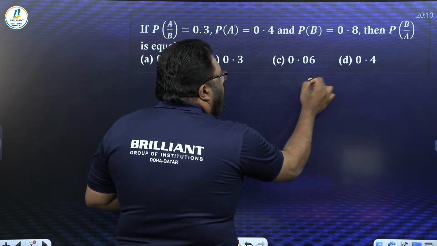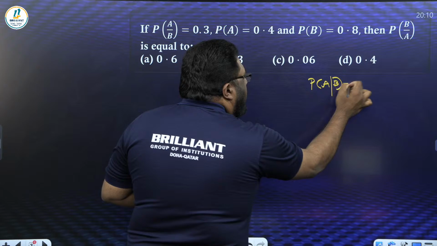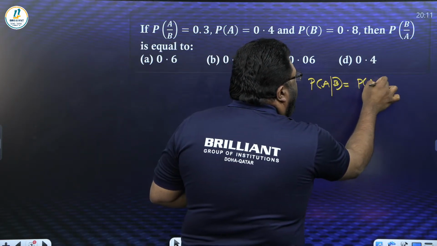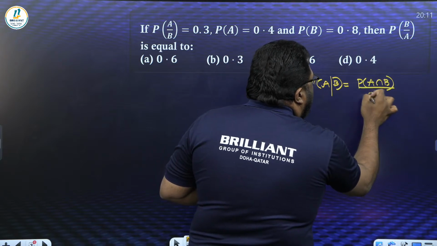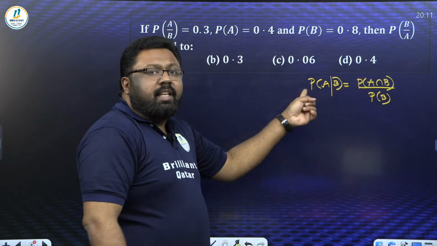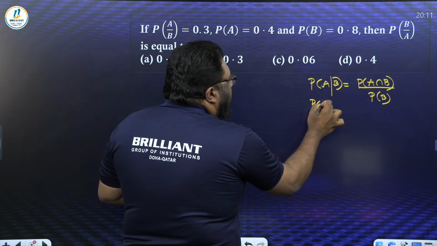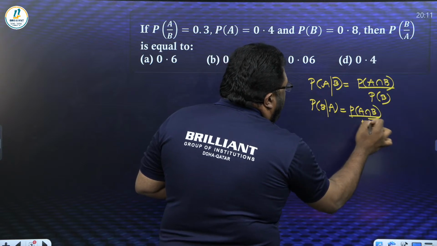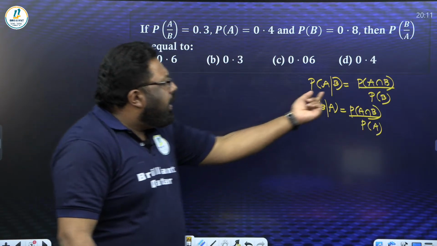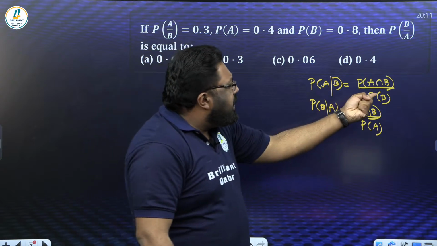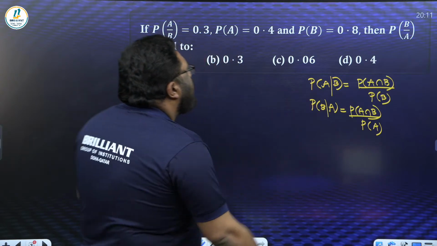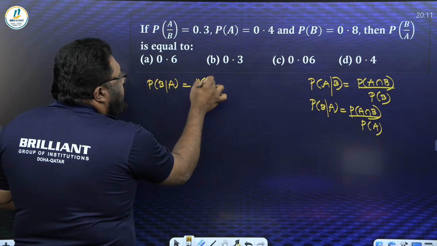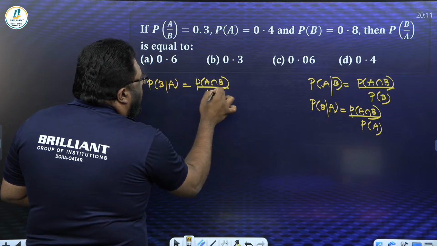First of all, we need to know the formula for A by B. The conditional probability formula for the probability of A, which depends on B, is P of A intersection B divided by P of B. If it is B by A, the probability is P of A intersection B divided by P of A. This can easily be converted to the multiplication theorem by taking the denominator to the left side. I want P of B by A, so according to the formula, it is P of A intersection B divided by P of A.